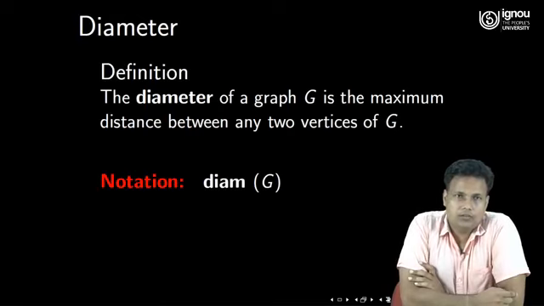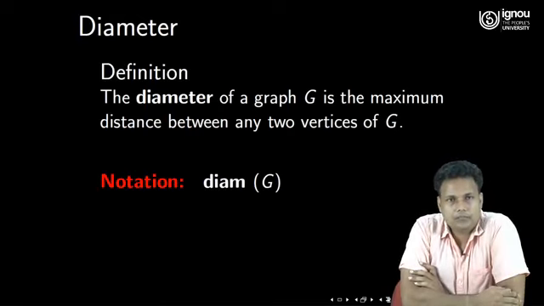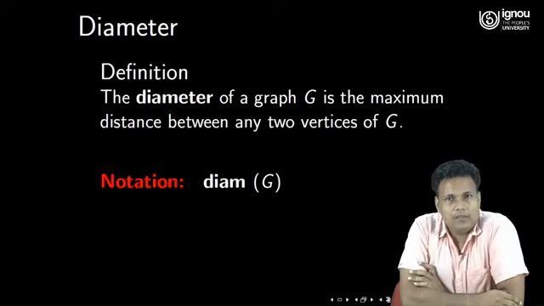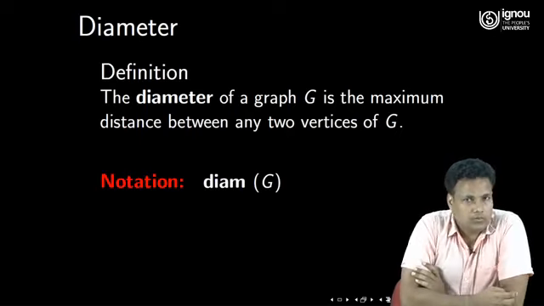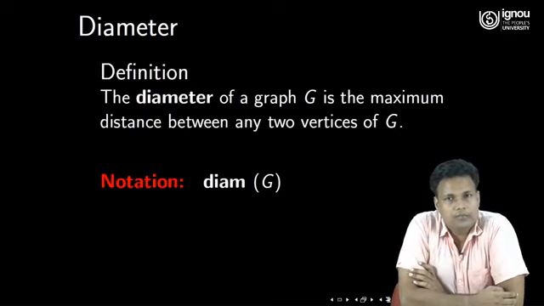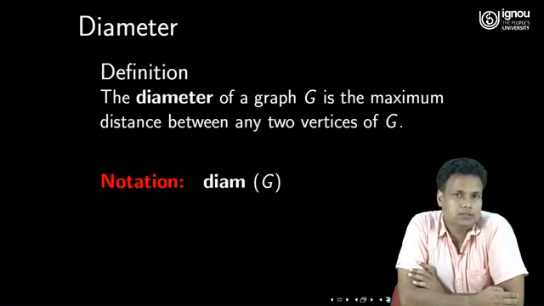Okay, now let's come to the concept of diameter. The diameter of a graph is the maximum distance between any two vertices of G, and we shall use the notation diam G to denote the diameter of a graph. To compute the diameter of a graph, we have to essentially pick any two vertices and find the maximum distance between these vertices.